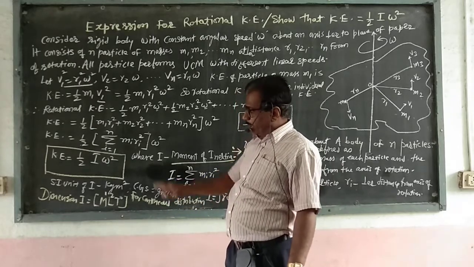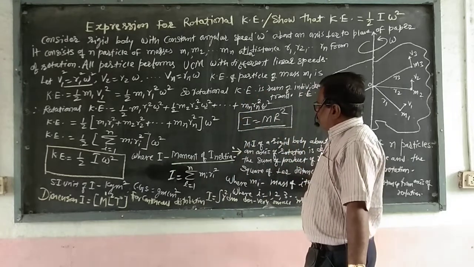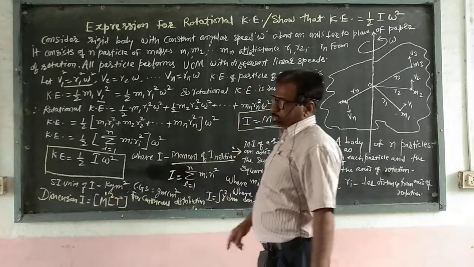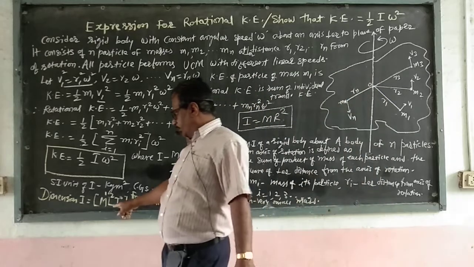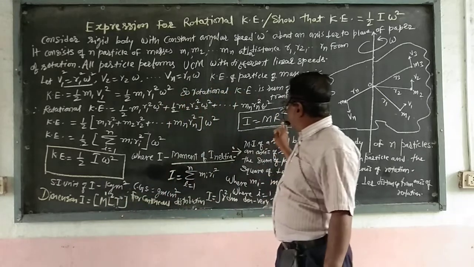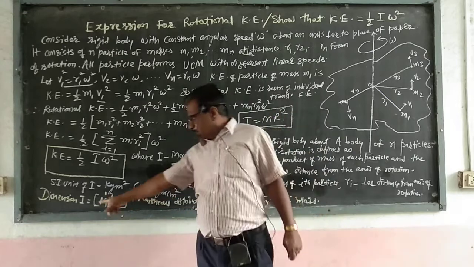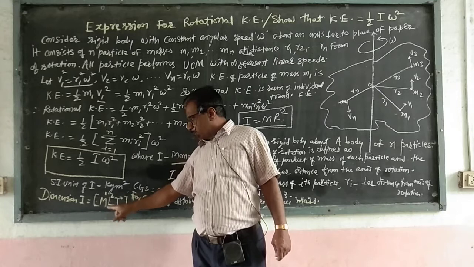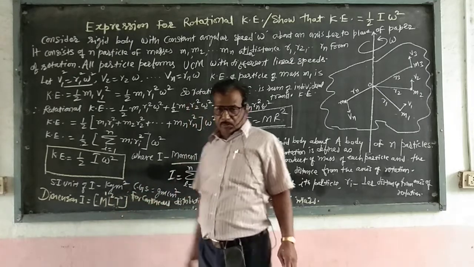Also, we calculate the dimension of moment of inertia. For mass we take M raised to power 1. For distance, and here it is the square of distance, we have to take L raised to power 2, and to measure moment of inertia time is not necessary. So we write the dimension of moment of inertia I equal to, in square bracket, M raised to power 1, L raised to power 2, T raised to power 0, square bracket close.